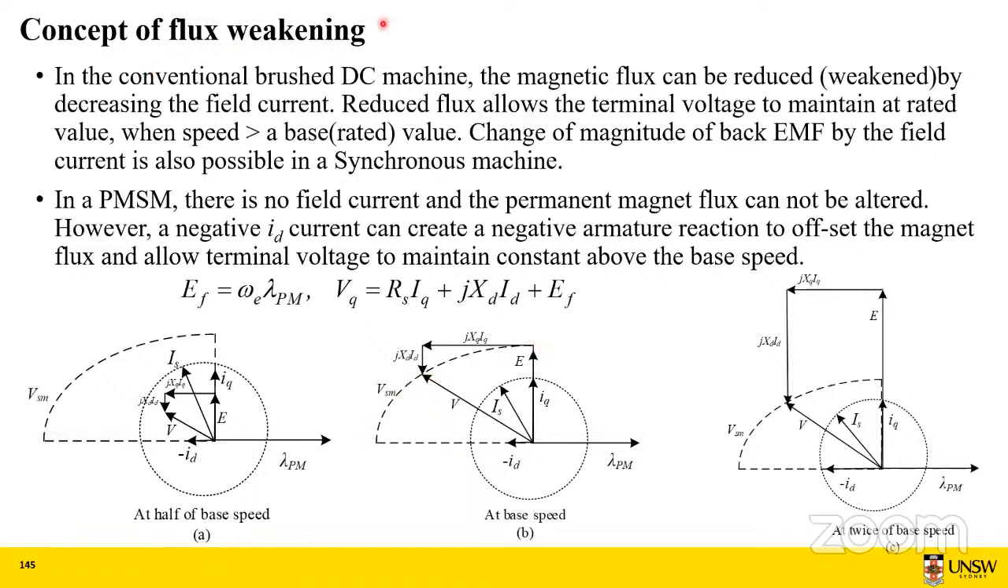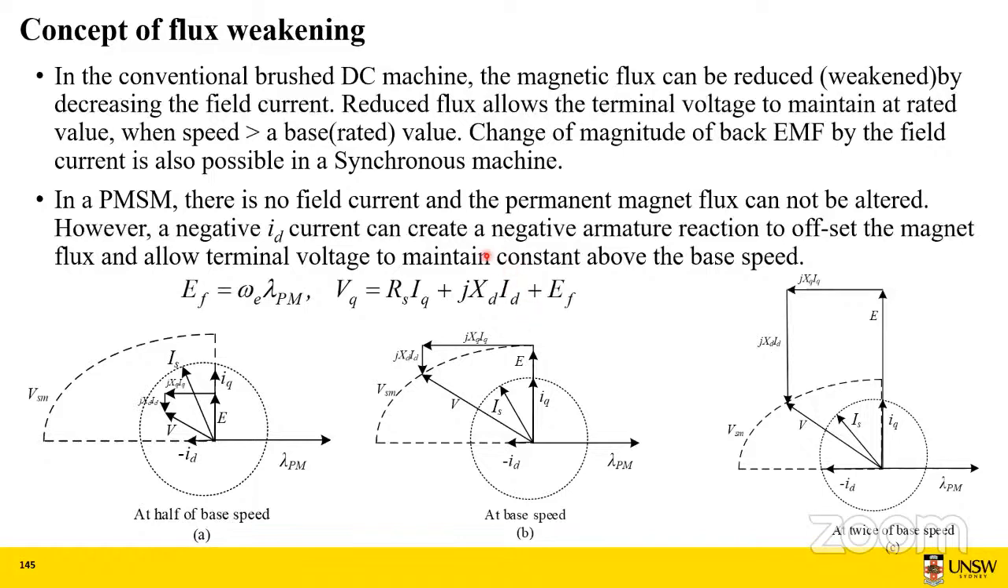So there comes that concept of flux weakening. If you have a DC machine, you would simply reduce your field current, and you would have reduced your lambda PM, and you would have reduced your EMF. Even in a conventional synchronous machine, you could have done that because you have the option of reducing the rotor flux. But now in a PM machine, lambda PM is fixed. We cannot reduce it.